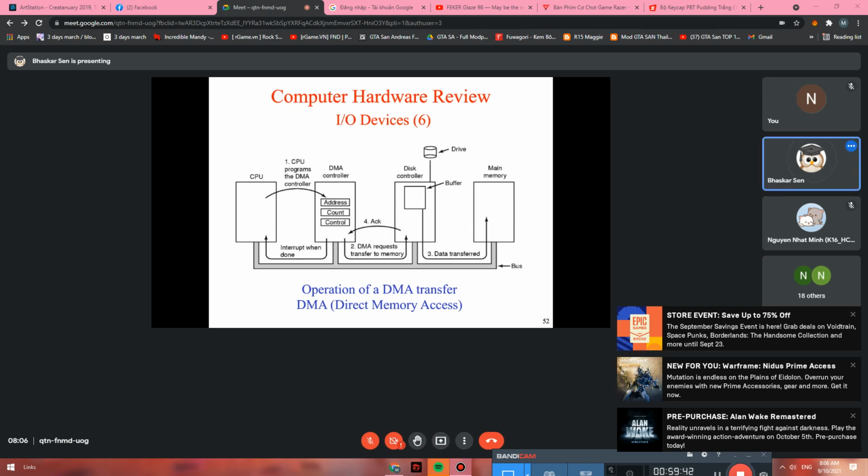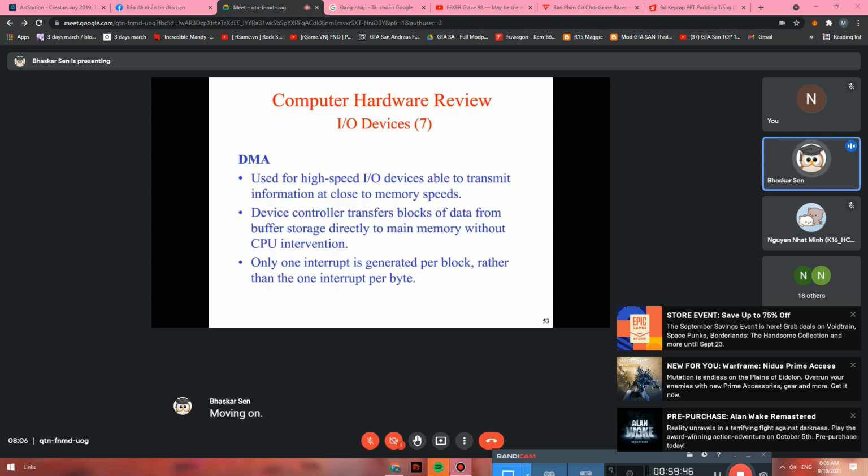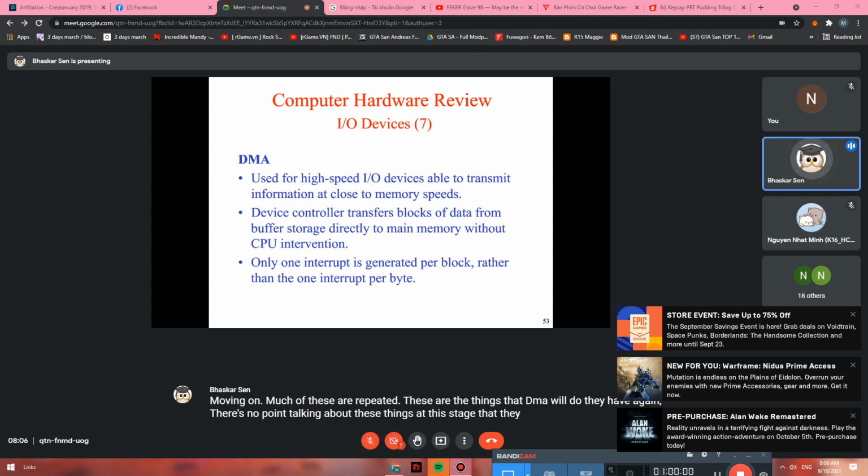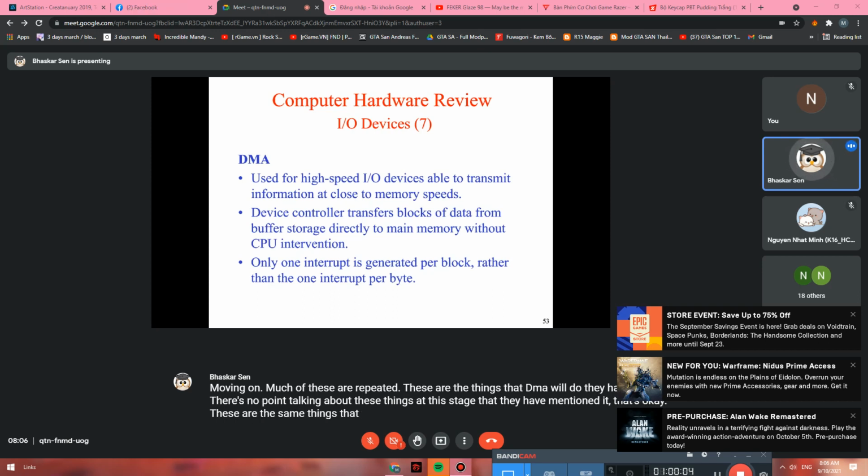Moving on, much of these are repeated. These are the things that DMA will do. They have, again, there's no point talking about these things at this stage, that they have mentioned it, that's okay. These are the same things that we'll be studying in a later chapter.